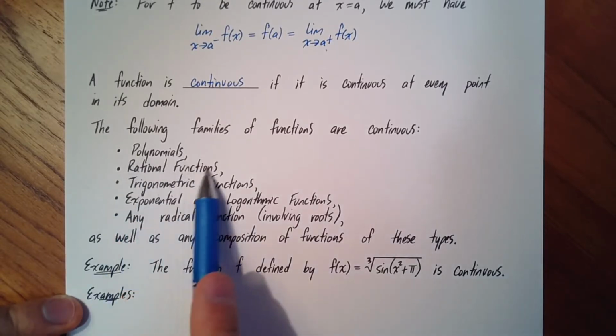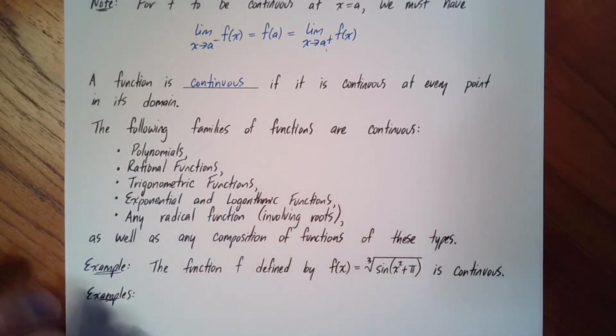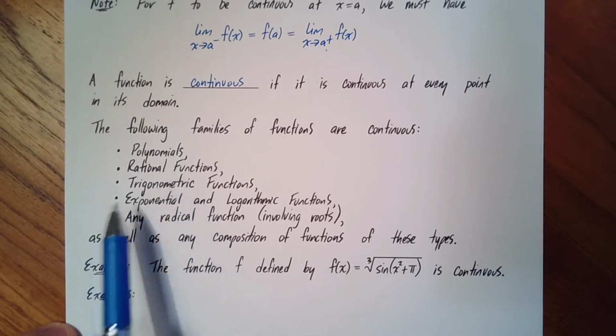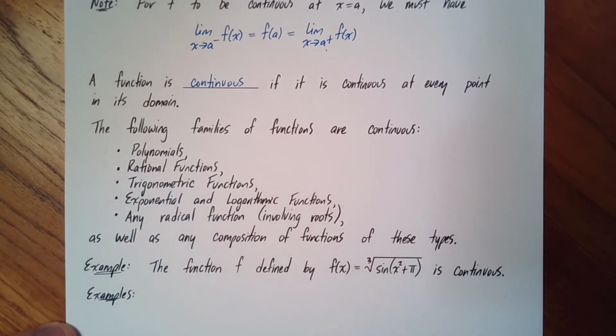Okay, rational functions are also continuous on their domains. Their domains might not be all real numbers because, remember, rational functions are fractions of polynomials. So if their denominators are 0, then they won't be defined. So with rational functions, you still have to watch out for domains, but they are guaranteed to be continuous at every point in their domains. Trigonometric functions are continuous at every point in the domains.